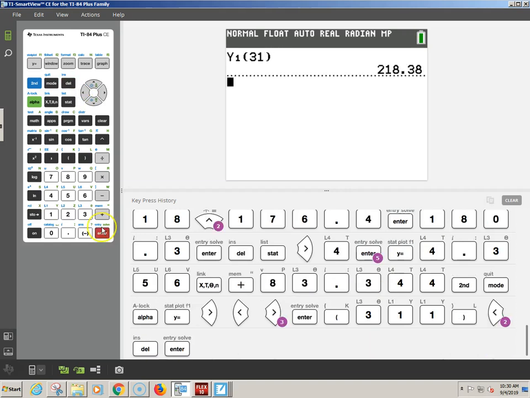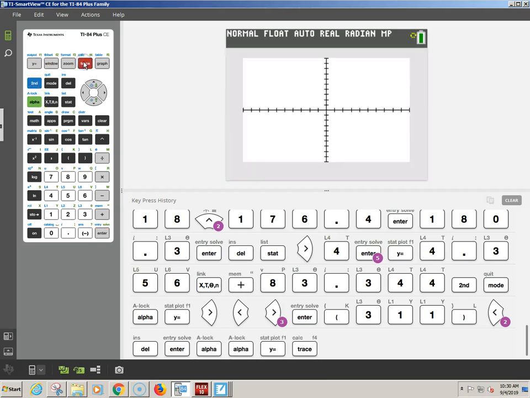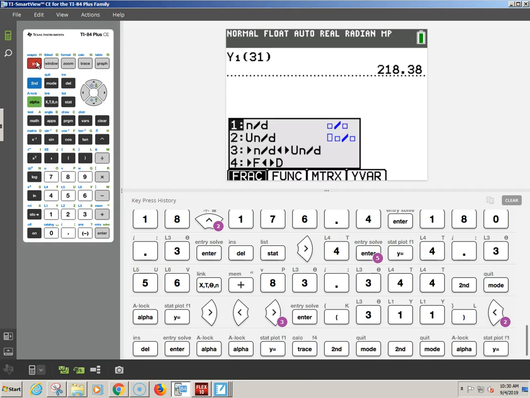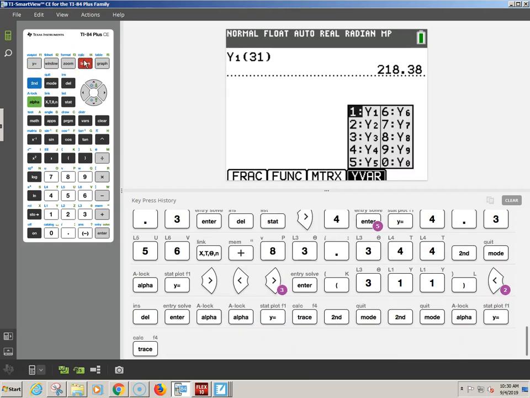Why won't mine move? Mine won't move left or right. Oh, if yours doesn't move left or right, you can just go straight to alpha trace, or you can go alpha y equals and then go over. Oh, I just went to my graph. Alpha y equals, then hit this button to go over. You can hit the buttons right below. Okay. That's good.